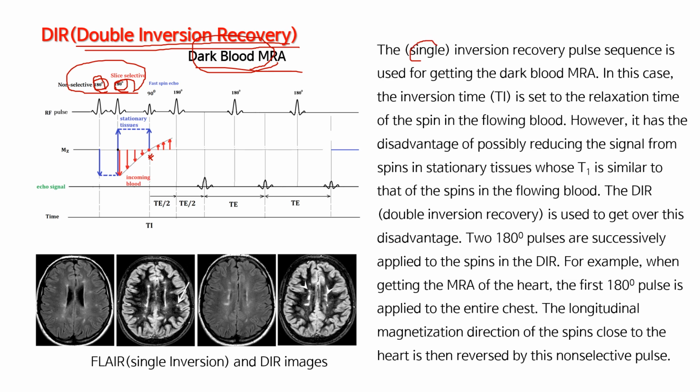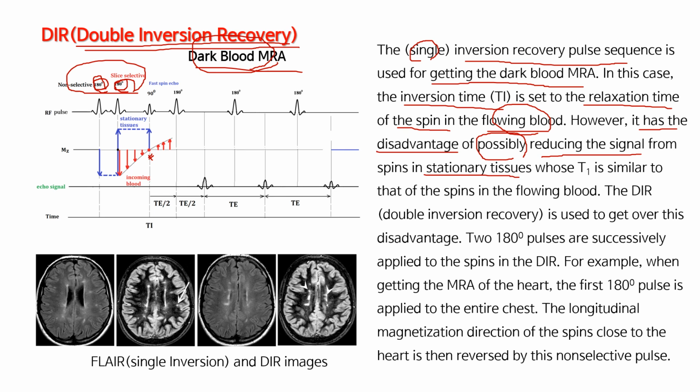The single inversion recovery pulse sequence is used for getting the dark blood MRA. We can use that. However, in this case, the inversion time is set to the null relaxation time of the spins in the flowing blood. So in this case, it has the disadvantage of possibly reducing the signal from spins in the stationary tissues whose T1 is similar to that of the spins in the flowing blood.